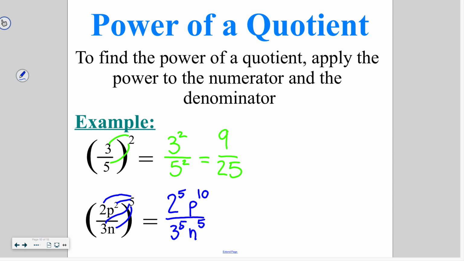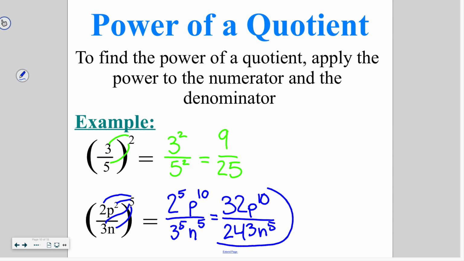So now I'm going to want to simplify that. When I do 2 to the 5th, I get 32p to the 10th. When I do 3 to the 5th, I get 243 n to the 5th. So that's as simplified as we can go.